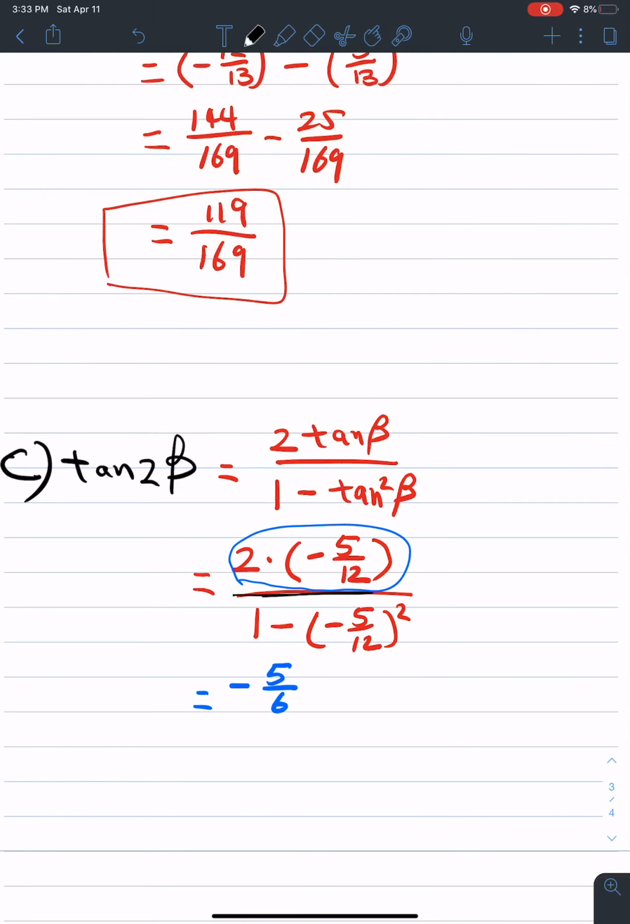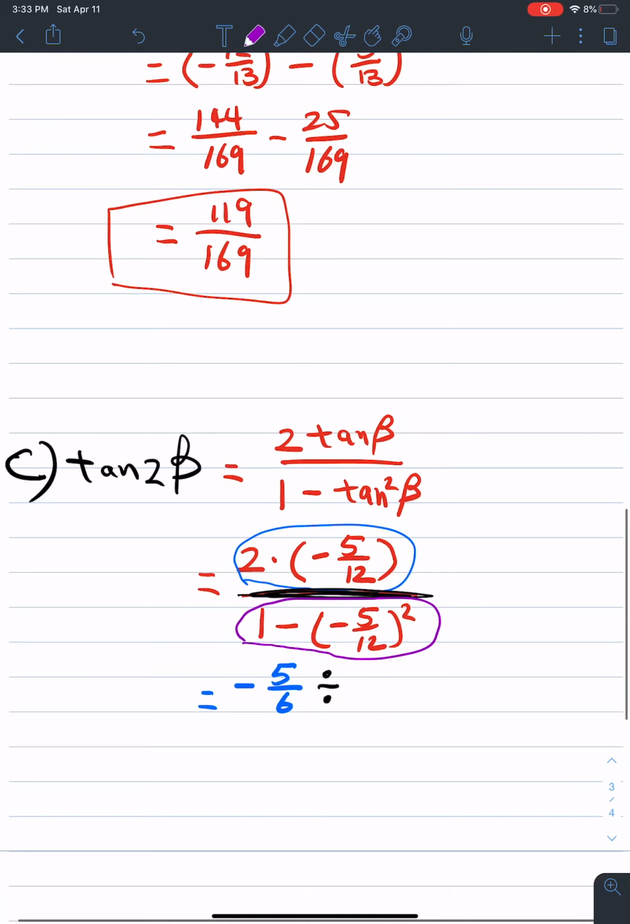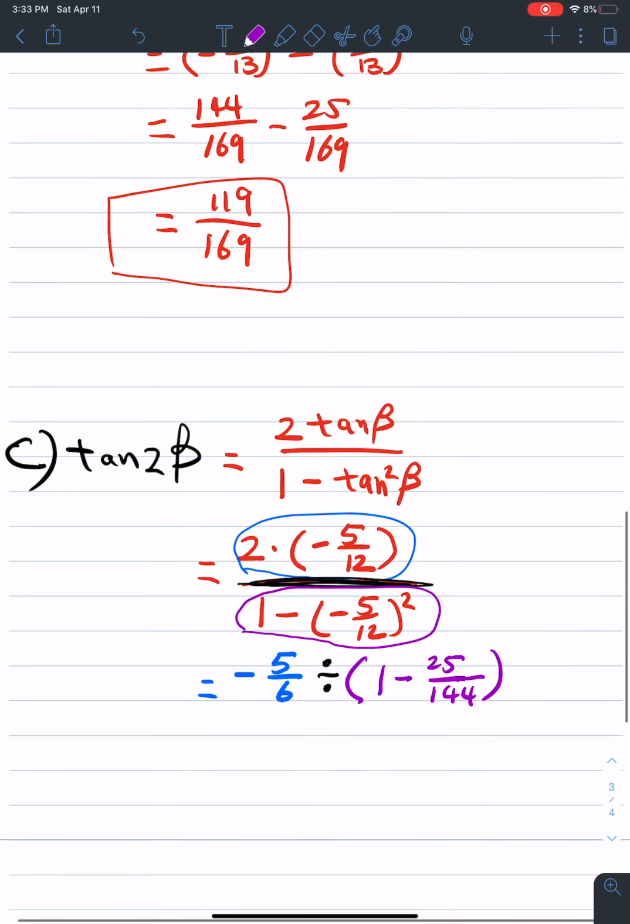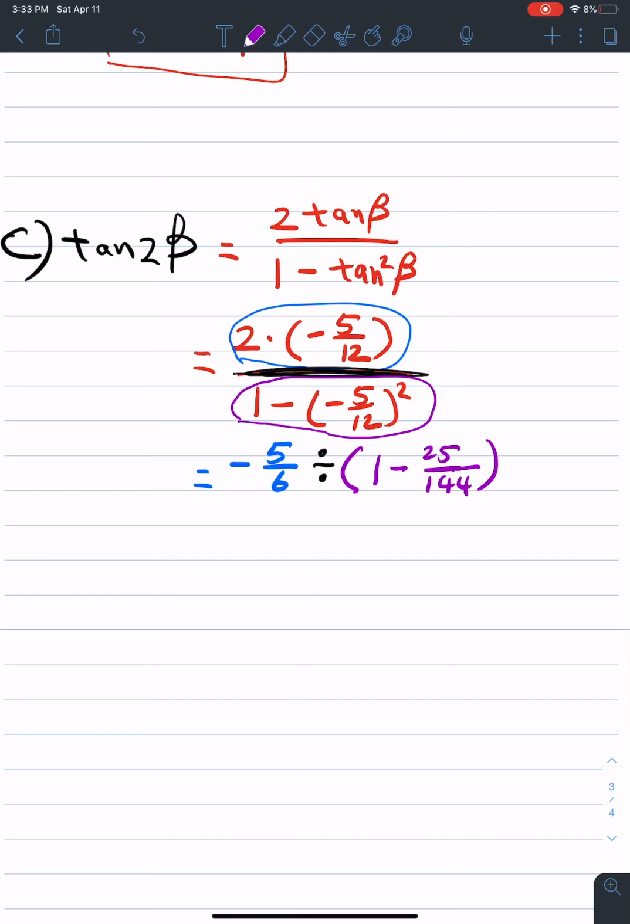And then divide. And then right here, the one on the bottom. So 1 minus 25 over 144. Do you see how we got so far? Do you see how we get the blue one, the black one, and the purple one? So let's continue the math.